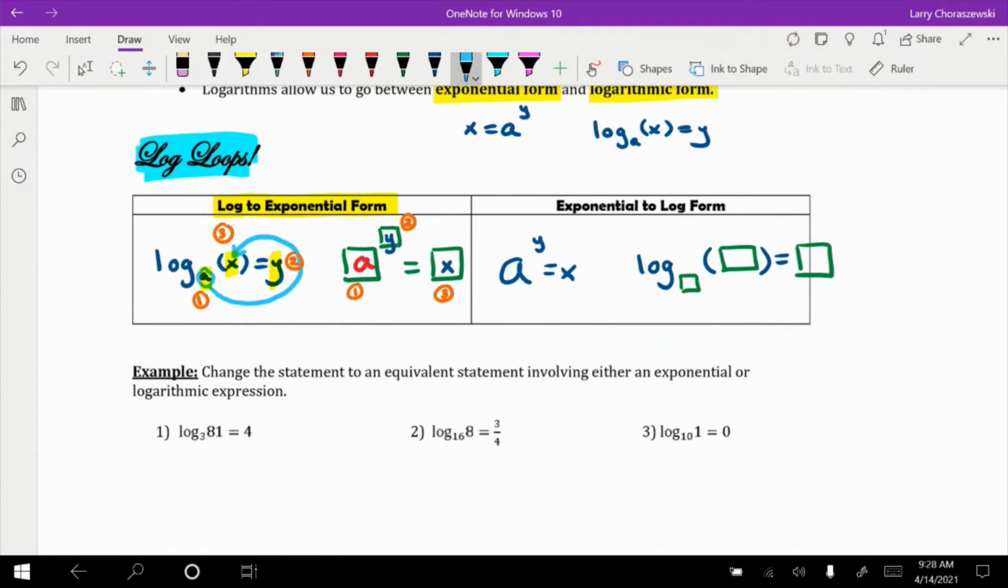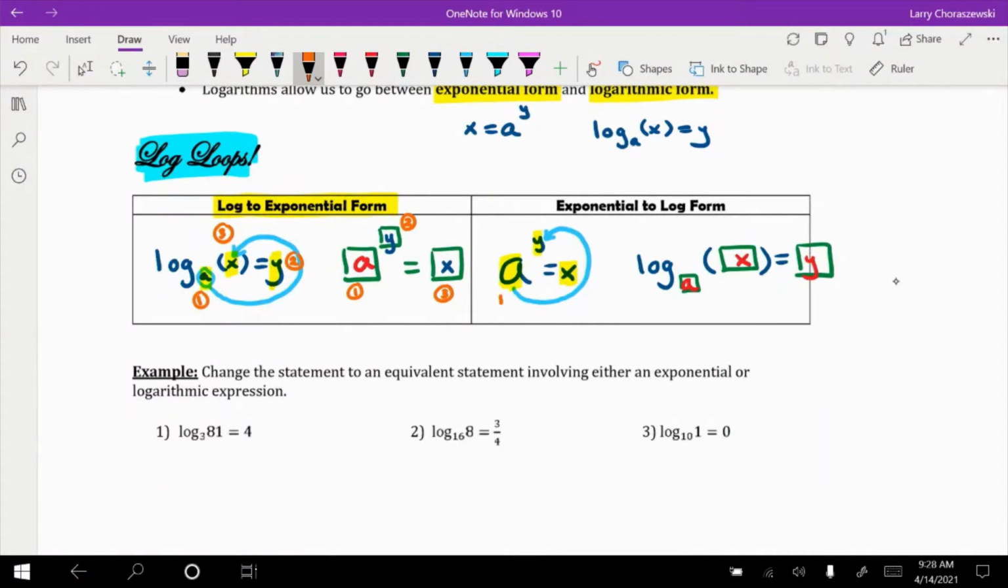Let's start at the base a of the exponential expression. We'll wrap ourselves around x and finish off in the exponent y. The first of these letters that we encountered was the base a, so that's what's going to be the base of our log. The second variable we encounter is x, and that's what's going to be the argument of the log. And then the last variable that we encounter is the variable y, which is what's going to go in our last box.